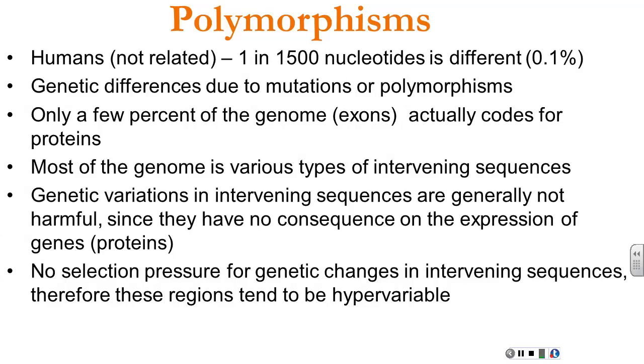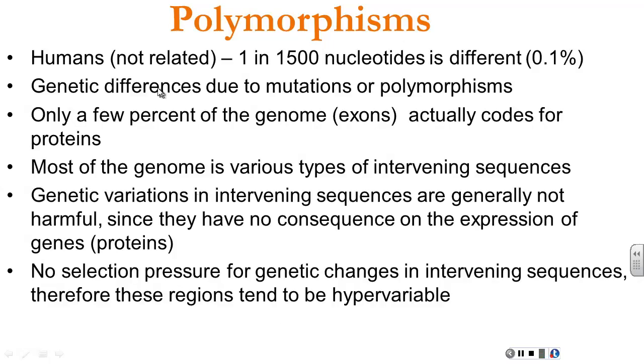But it does get a little more specific than that. If you look at two humans who are not related, about 1 in 1,500 nucleotides is going to be different. So everybody is going to have a whole bunch of differences in their nucleotides, although everybody is fairly genetically homogeneous to a certain extent, depending on your perspective. These genetic differences can be called either a mutation or a polymorphism, and sometimes that definition gets skewed a little bit.